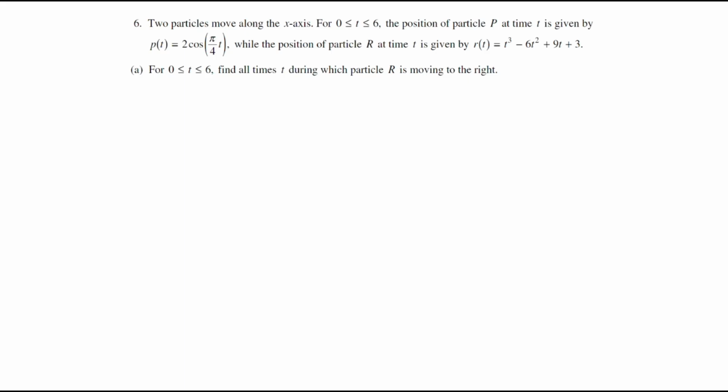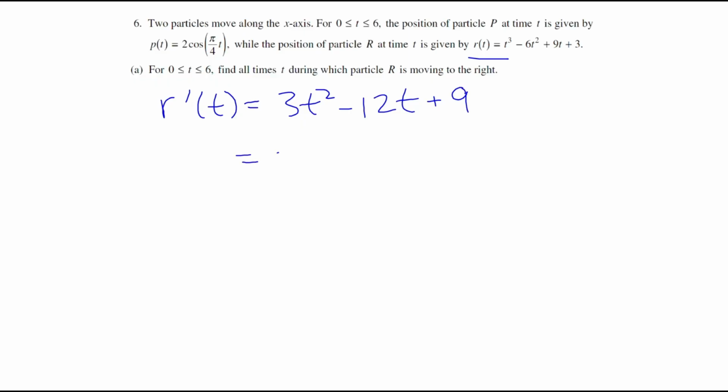Part A just asks us on 0 to 6, when is particle R moving to the right? Well, if its position is this cubic, r of t, it's going to move to the right when its velocity is positive, which means we need to find r prime of t. So r prime of t is just going to be 3t squared minus 12t plus 9, right? Just using the power rule to take that derivative.